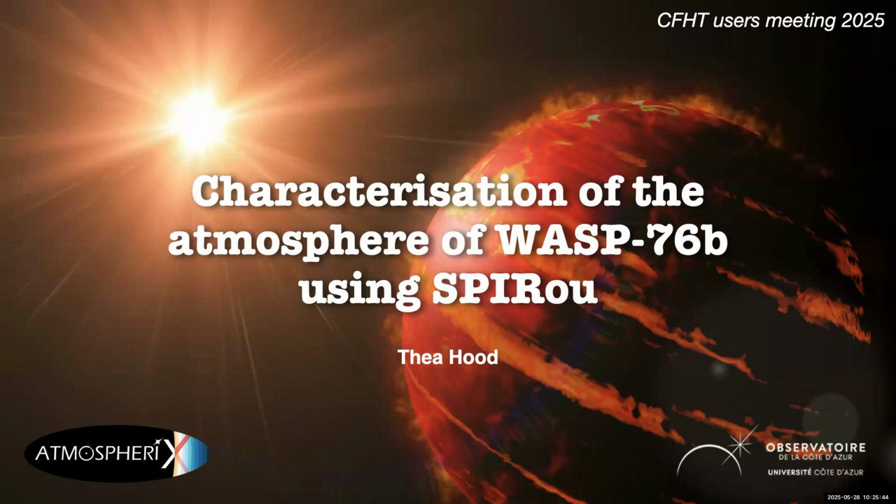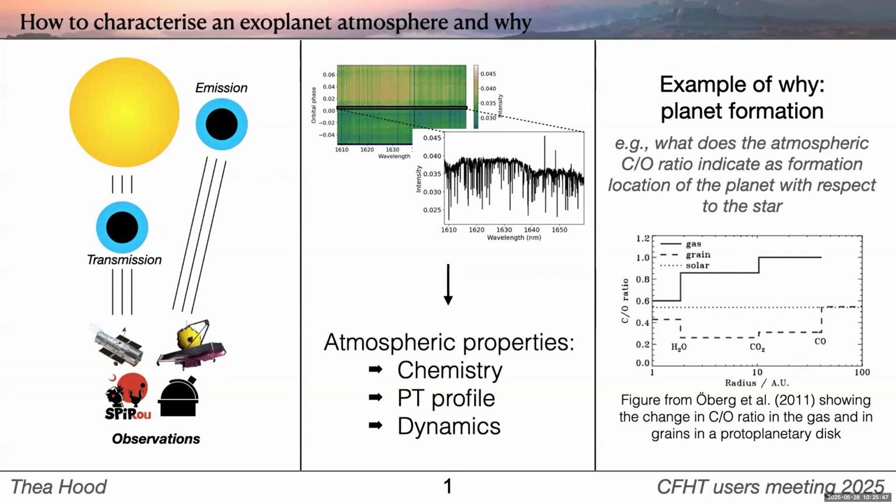I just wanted to start with a quick snapshot reminder on how and why we characterize an exoplanet atmosphere. We can observe exoplanet atmospheres using both ground-based and space-based instruments and acquire spectra of these atmospheres either in transmission or emission, and use these spectra to constrain the chemistry and the physical properties of the atmosphere. The information that we get about these properties can then be used to infer, for example, the formation and history of the planet itself.